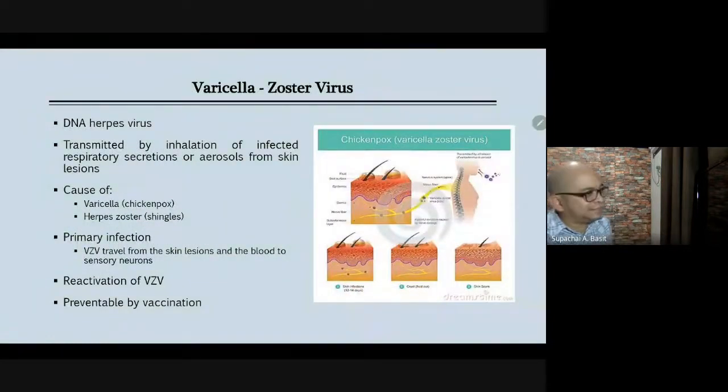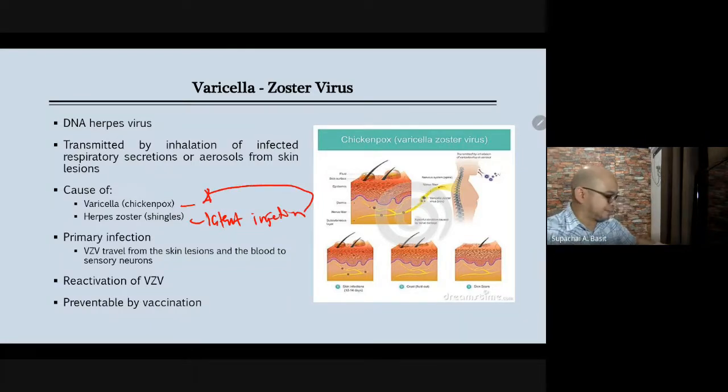And then we also have here the varicella zoster virus. It's another example of a DNA herpes virus. Again, varicella causes chickenpox, and herpes zoster causes shingles. And shingles is a reactivation of a latent chickenpox infection. This particular type of virus is transmitted by inhalation of infected respiratory secretions or aerosols from skin lesions.